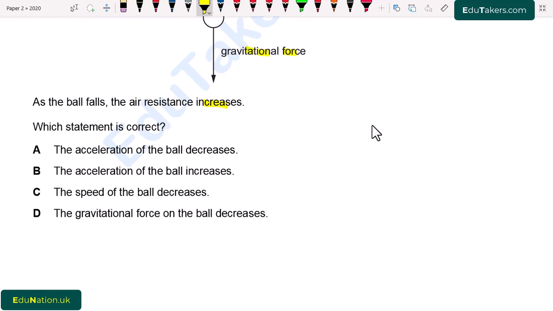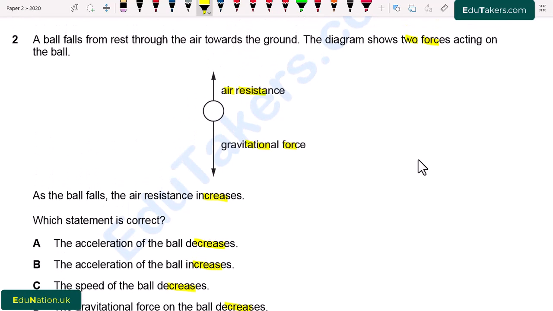A. The acceleration of the ball decreases. B. The acceleration of the ball increases. C. The speed of the ball decreases. And D. The gravitational force on the ball decreases. So first of all, when the ball falls and there is also the air resistance, it means that the acceleration of the ball is decreasing. So from here option A is correct. The acceleration of the ball decreases.